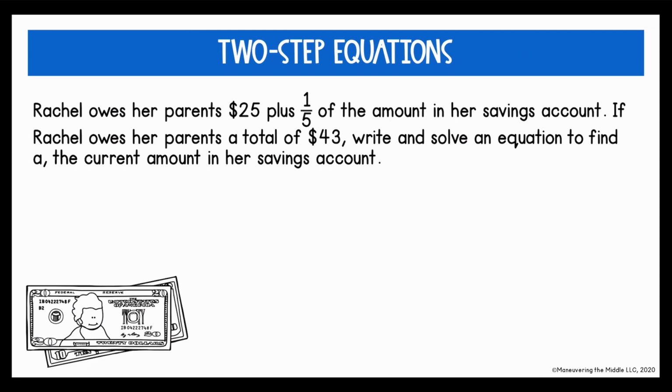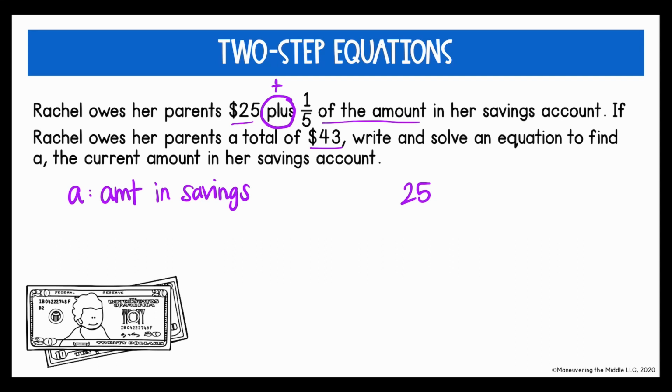Our last question says, Rachel owes her parents $25 plus 1/5 of the amount in her savings account. If Rachel owes her parents a total of $43, write and solve an equation to find A, the current amount in her savings account. So this time they defined the variable for us, that A is going to represent the amount in her savings account. So Rachel automatically owes her parents $25. They gave us that up front. But then we know that that's combined or plus 1/5 of the amount in her savings.